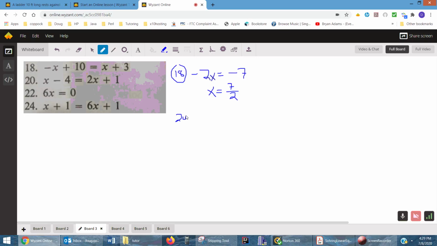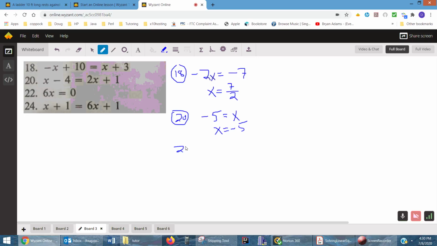Number 20. Just to be different, this time I'll put the x's on the right side and the constants on the left side. So I'll put this plus x to the right side. It'll become a minus x. 2x minus x is 1x. I'll put the plus 1 from the right side to the left side. I'll have a minus 4, and a minus 1 is minus 5. And then if negative 5 equals x, x also equals negative 5. It's called the symmetric property for equality.